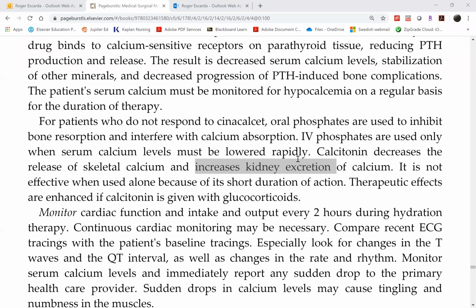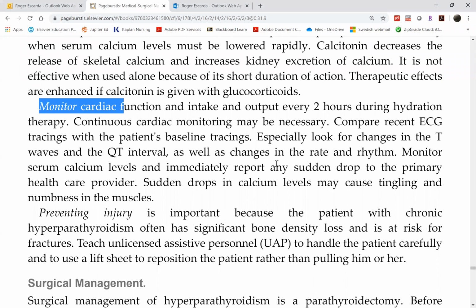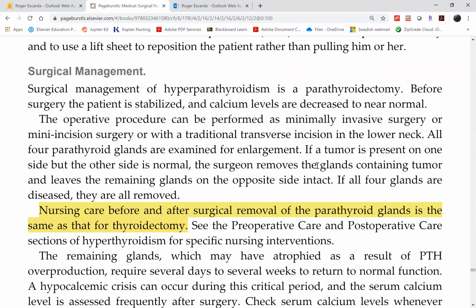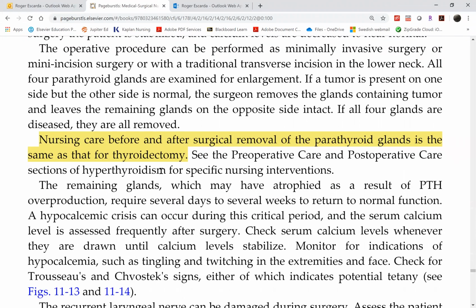Hypercalcemia, of course, will cause cardiac dysrhythmias, so they should be on a cardiac monitor, just like with hyperkalemia or hypokalemia. Because the patient has weaker bones, you should institute fall precautions. Surgery, this is what I mentioned earlier. When there is a need to remove the parathyroid glands, then the nursing care before and after is exactly the same for thyroidectomy. So we won't repeat that. So whatever pre-op care you did earlier, the pre-op teaching, for post-op exercises, the pillow, the positioning, watching for bleeding, airway compromise, tetany, all the same.